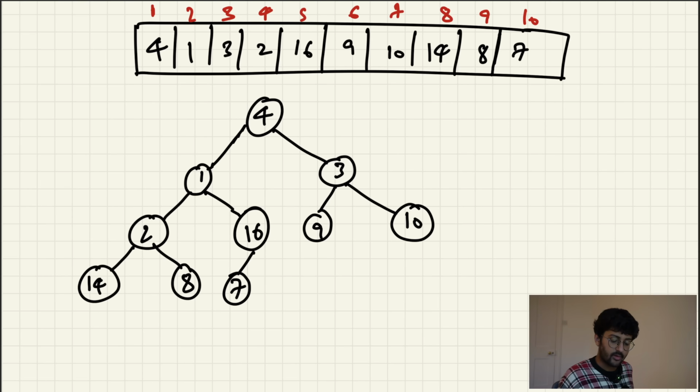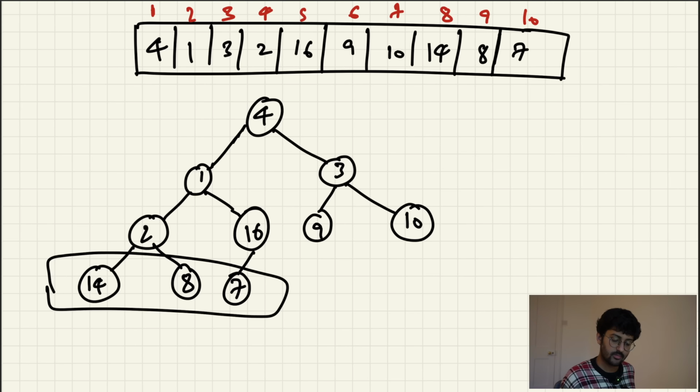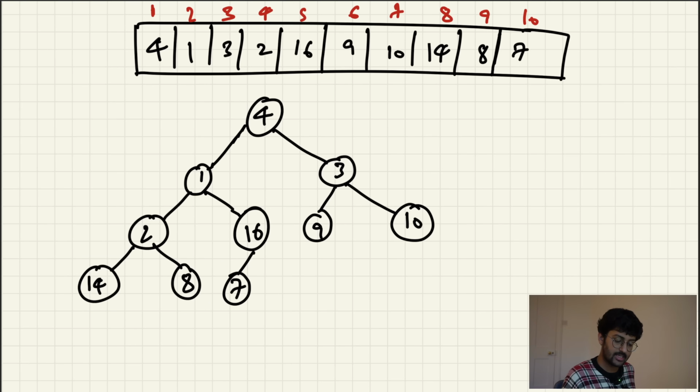So for 7, every node below 7 should be greater than or equal to 7. There is no node below 7 because it's a leaf node. The same for 8 and for 14. So can I just skip these leaf nodes? Yes, I can. I can skip these as well. I will directly start from 16.